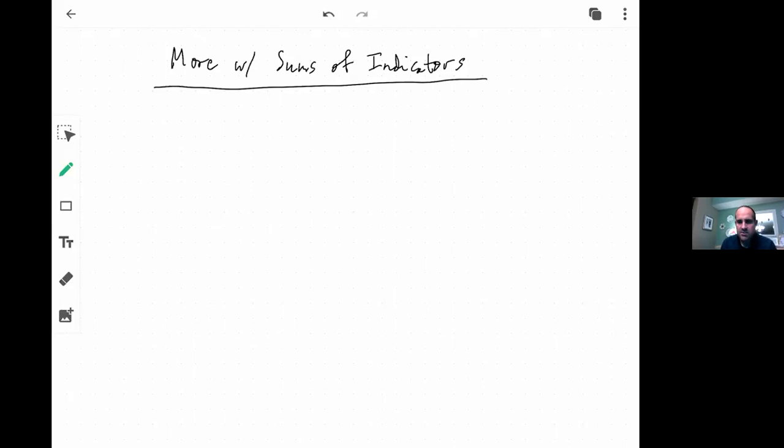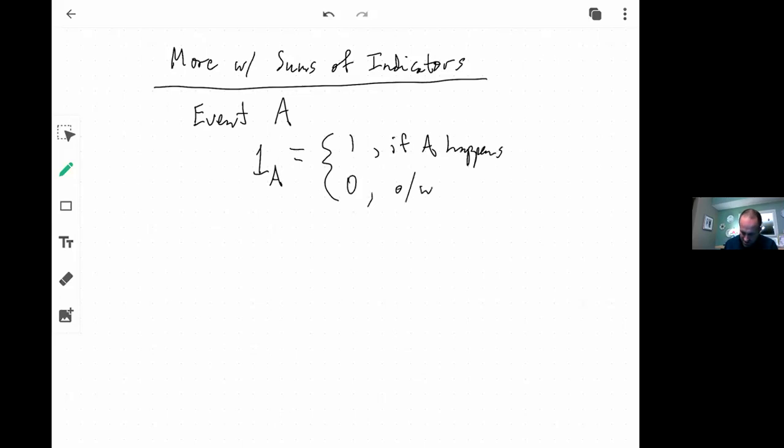Now, I can't help myself. I have to write an indicator this way. Suppose I have an event A. Then I am going to be writing 1 sub A. The book doesn't really ever do this fully, but I'm going to do it. So 1 sub A is equal to 1 if A happens and 0 otherwise. That's it.